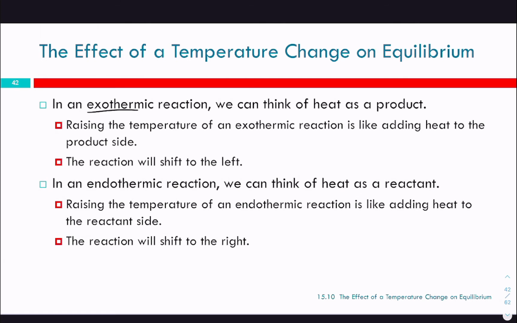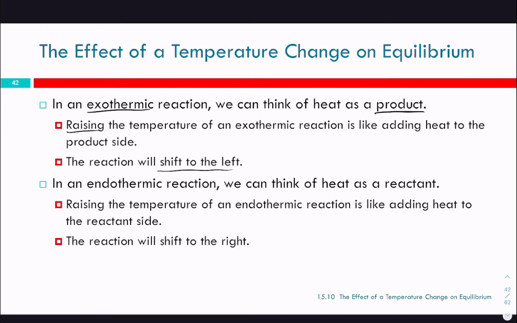So for an exothermic reaction, we can think of the heat as a product. Remember, exothermic means that it's generating or releasing heat. It's like a match, things burning, that's exothermic. So if we raise the temperature of an exothermic reaction, it's like adding more product. And so the reaction will shift to the left. Not necessarily if you're actually burning things, but for other exothermic reactions.